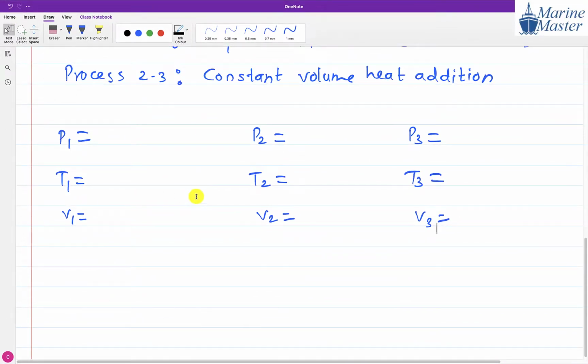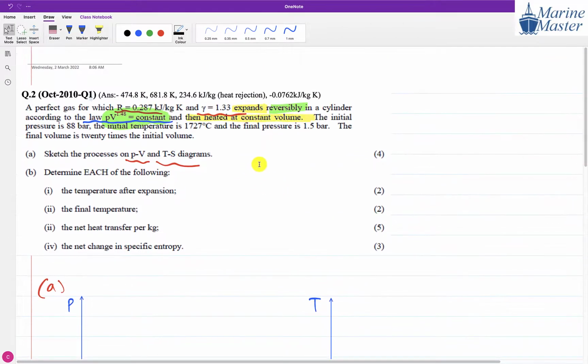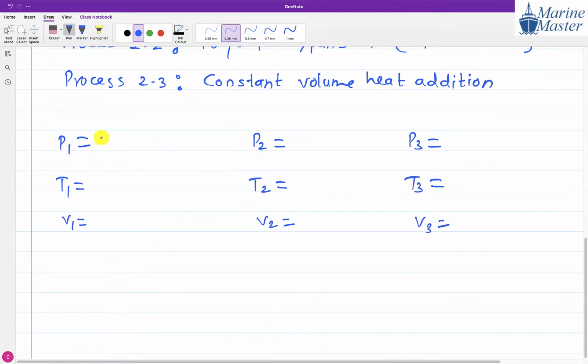Now what are the things we have here? We will start writing down what they said, the initial pressure. See the things here further. What they are saying, the initial pressure is 88 bar. So this 88 bar means P1. So P1 is our 88 bar. But what is the favorite unit for this chapter? The favorite unit for this chapter is kilonewton.